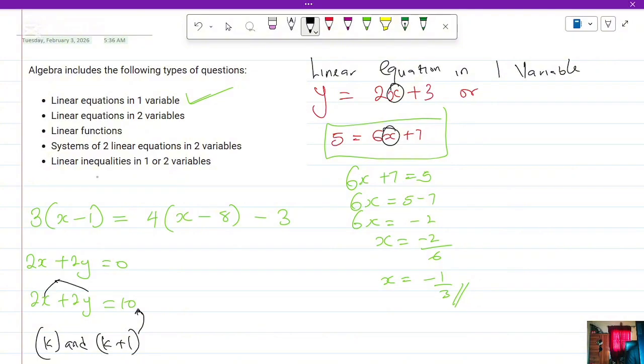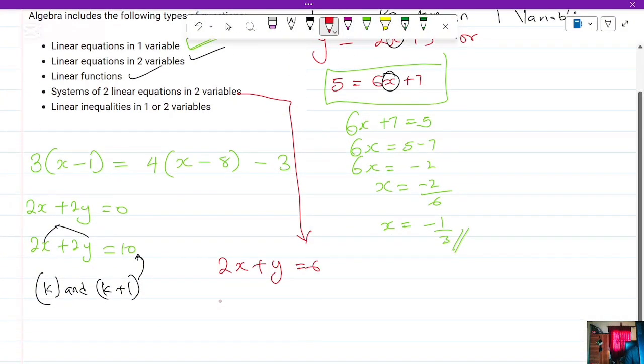And also we have linear function. Linear function just comprises what linear equation 1 and linear equation 2 cover. Okay, system of two linear equations in two variables, that is a simultaneous equation. You should know that that is simultaneous equation, where you are going to be having something like 2x plus y equal to 6 and 7x plus 3y equal to 4.